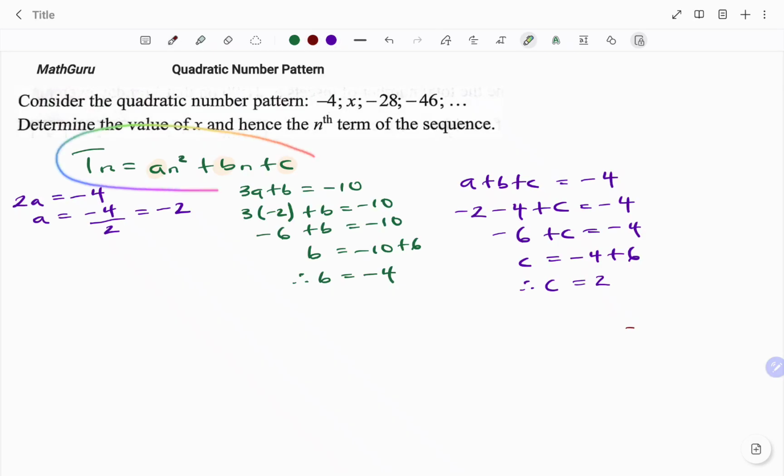Therefore, slotting in the value of a, b, c into the standard quadratic equation for the nth term, I have therefore my Tn will be equal to an squared, that's negative 2n squared, plus bn, so b is negative 4, so minus 4n, and then c plus 2. I'm going to change my c to 2.